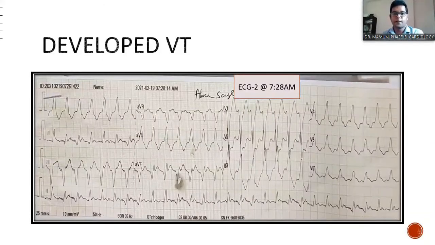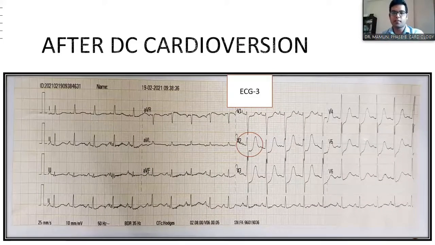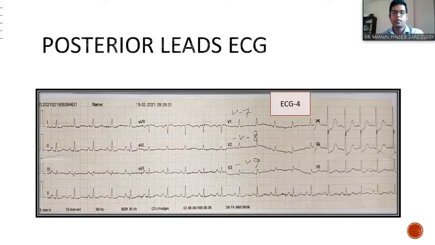After half an hour, the patient developed VT in CCU. We cardioverted the patient with synchronized DC cardioversion as the patient was hemodynamically unstable, and look at the ECG in precordial leads. There is upsloping ST depression. T wave is peaked, symmetrical in V1 to V6, with mild ST elevation in aVR. We also did a posterior lead ECG to see any posterior extension, but there is no ST elevation more than 0.5 millimeters.